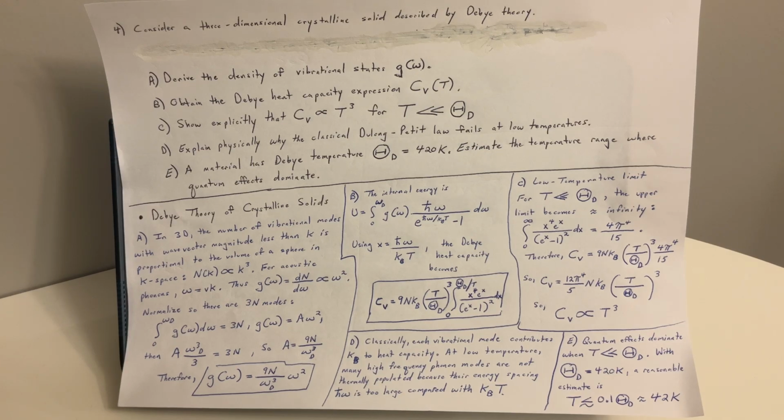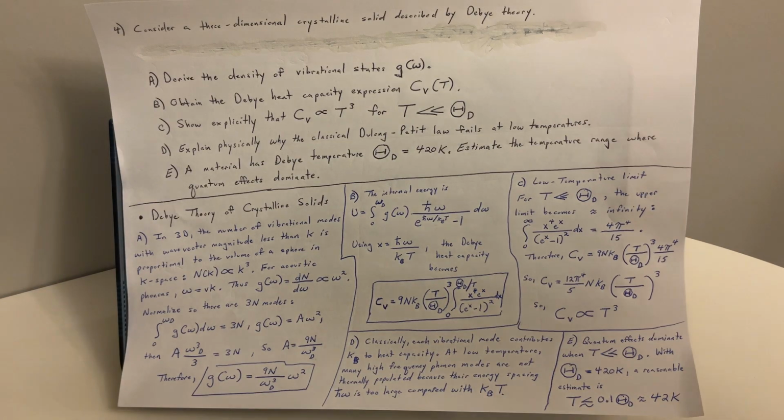If we're saying that it's approximately less than 1/10 of θ sub D, that would be about 42 K. Sorry, and I'm sorry for any mispronunciations. That's number 4. Let's move along to number 5.